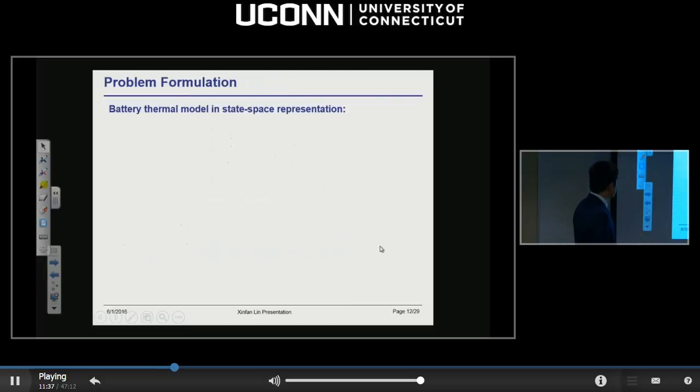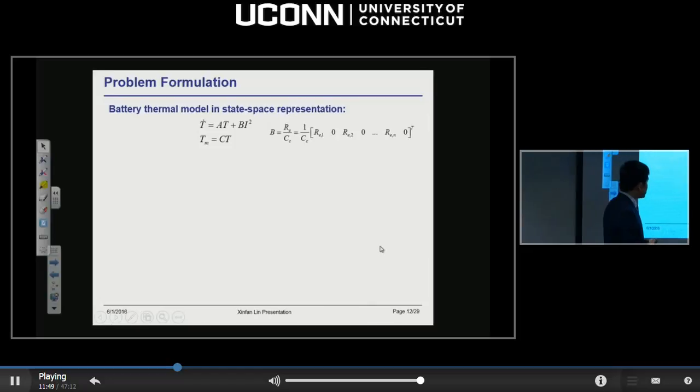So let me formulate this problem in a clearer way. The previous battery thermal model can be put in state-space representation in this form. I want to emphasize the B matrix in here. This matrix consists of the internal resistance of each cell in the battery string, RE_i. As a matter of fact, this resistance will vary not just over time, but also among cells due to factors such as manufacturing variability or degradation.